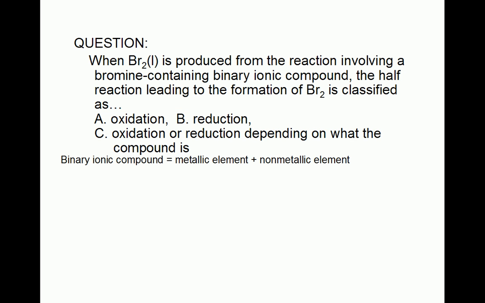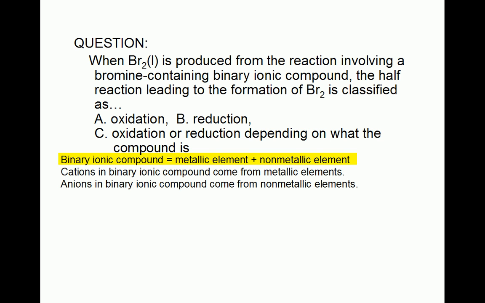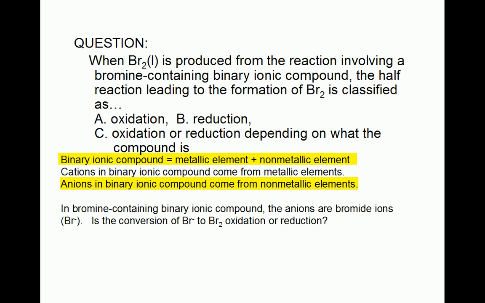A binary ionic compound is a compound derived from a metallic element and a non-metallic element. The positive ions or cations in a binary ionic compound come from atoms of the metallic element, and the negative ions or anions come from the non-metallic element such as bromine. Since bromine is a non-metallic element, the anions in a bromine-containing binary ionic compound must come from bromine. Indeed, the bromine in such a compound is known to be bromide ions, which have a -1 charge.